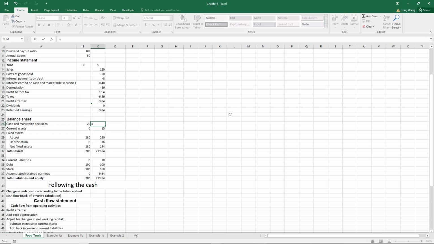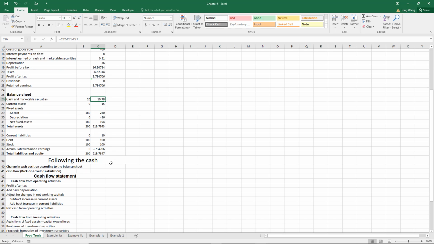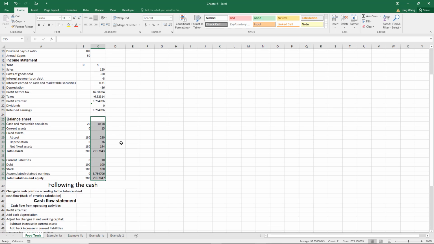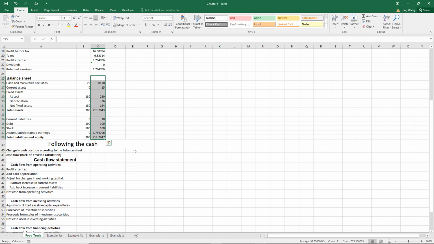Finally, we can back out the cash level, which is equal to C32 minus C31 minus C27. Sorry, something's wrong. Minus C27. Okay, so this is going to be your new cash level. Okay, so this is going to be your year one income statement and the year one balance sheet. So next, let's take a look at your cash flow.